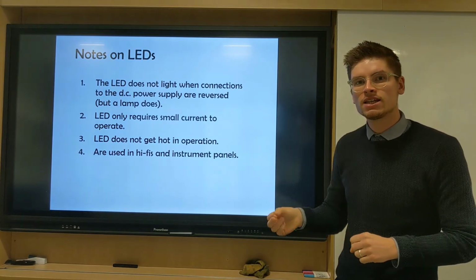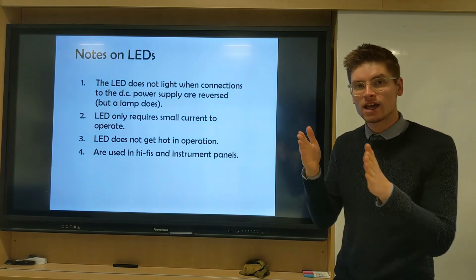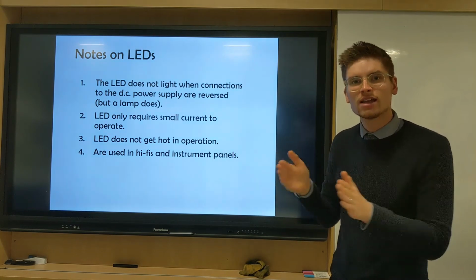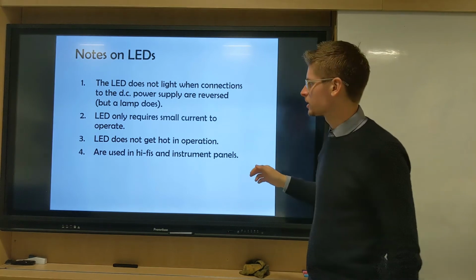LEDs only require a small amount of current to operate. So you'll often see LEDs accompanied with a resistor, because the resistor is there to protect the LED from having too much current flow through it. So it's to protect the LED from too high a current going through it. Okay, so it's always accompanied by a resistor.